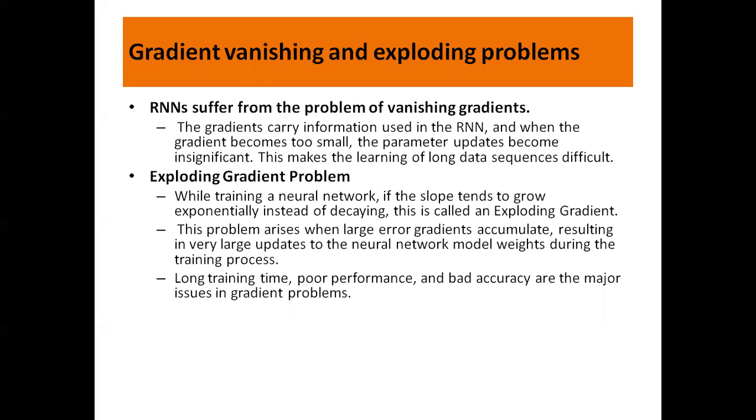The next problem is the exploding gradient problem. While training a neural network, if the slope tends to grow exponentially instead of decaying, this is called an exploding gradient. This problem arises when large error gradients accumulate, resulting in very large updates to the neural network model weights during the training process, right? Because after accumulating all the error gradients, updating the weights is difficult. Long training time, poor performance, and bad accuracy are the major issues in the gradient problem.